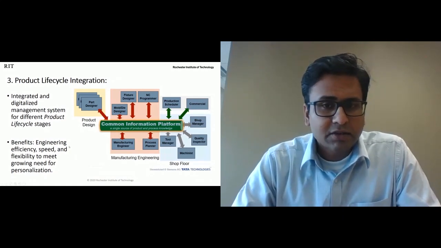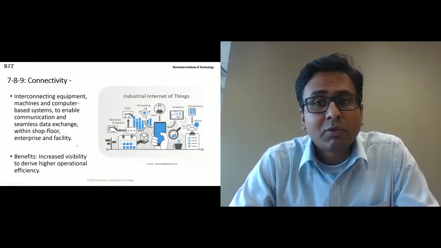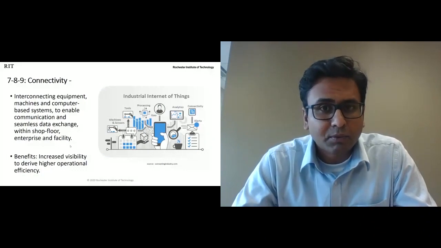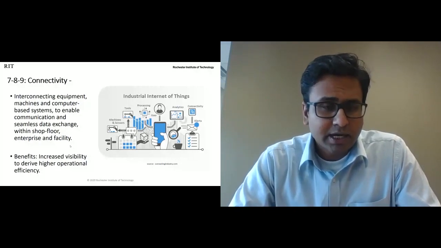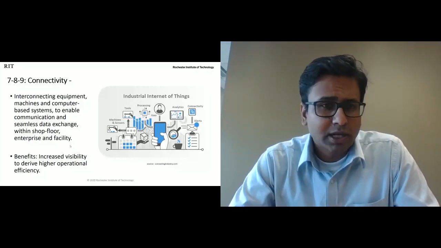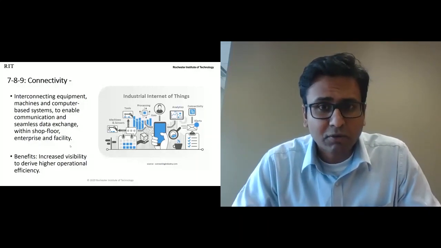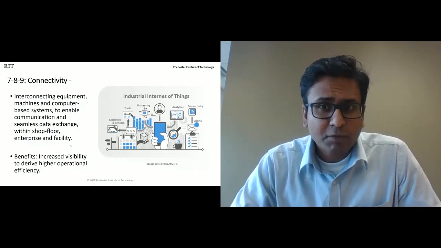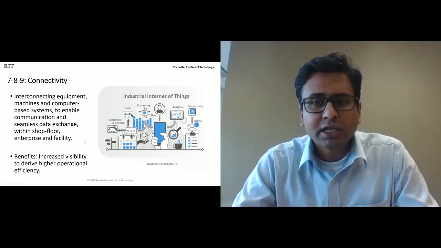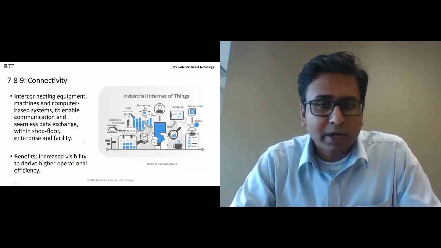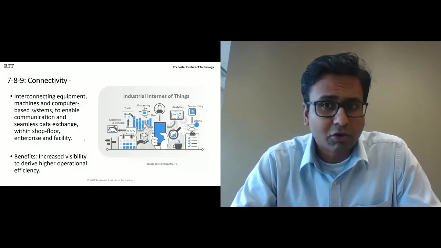Connectivity and IoT is a focus in this era, because we have sensors and the technology is advanced to a level where we can pretty much monitor anything we want to. And interconnecting equipment and machines to enable communication and data exchange holds a large promise, because until now we had silos in different departments. Going forward, there is an opportunity to integrate all of that and drive intelligence and have a smarter operation. So increased visibility to derive higher operational efficiency is a promise that IoT in general and connectivity holds for us. Next slide, please, Ben.